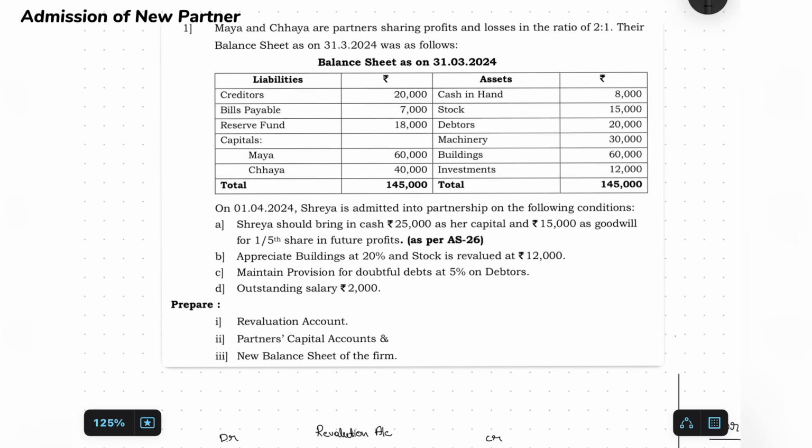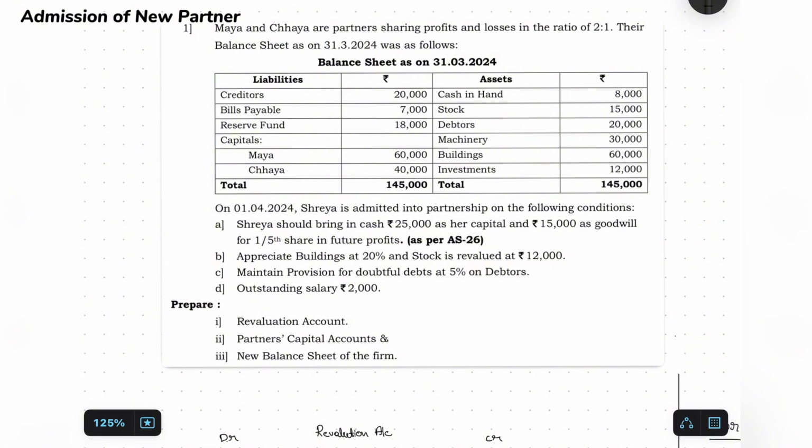Shreya should bring cash of 25,000 as capital and 15,000 as goodwill for a 1/5 share in the future profits as per AS 26. So here Shreya is bringing 25,000 as capital and 50,000 as goodwill for the future profits of 1/5 share, and it is according to AS 26, that is Accounting Standard 26. I'll explain what AS 26 is later on when I solve this sum step by step.